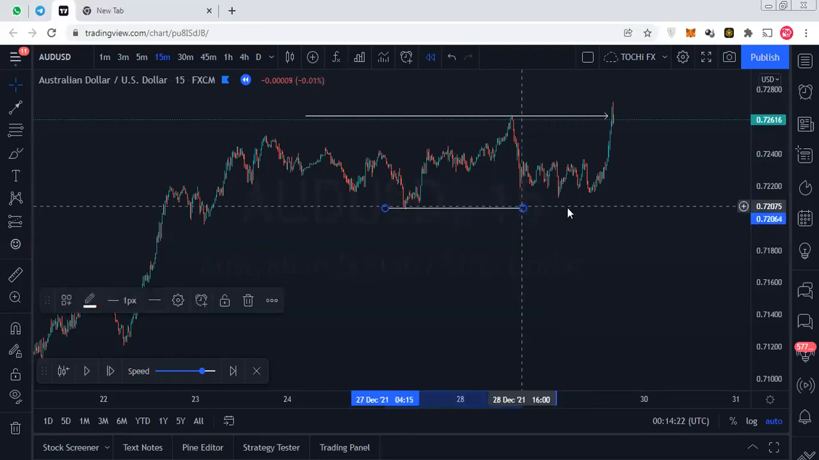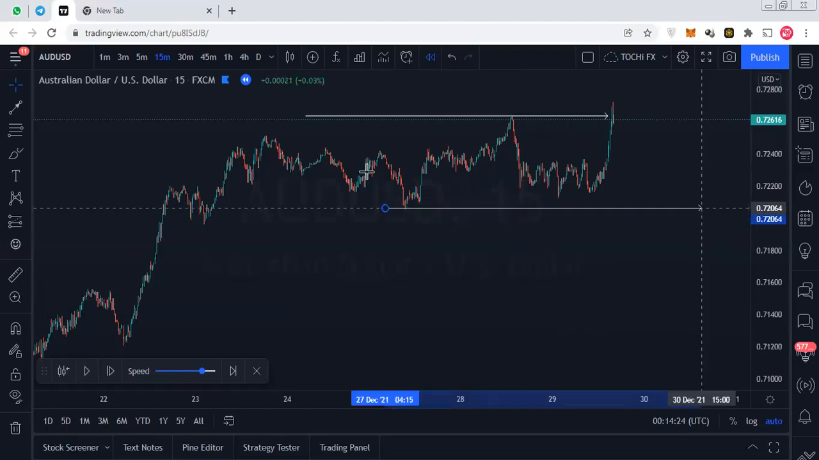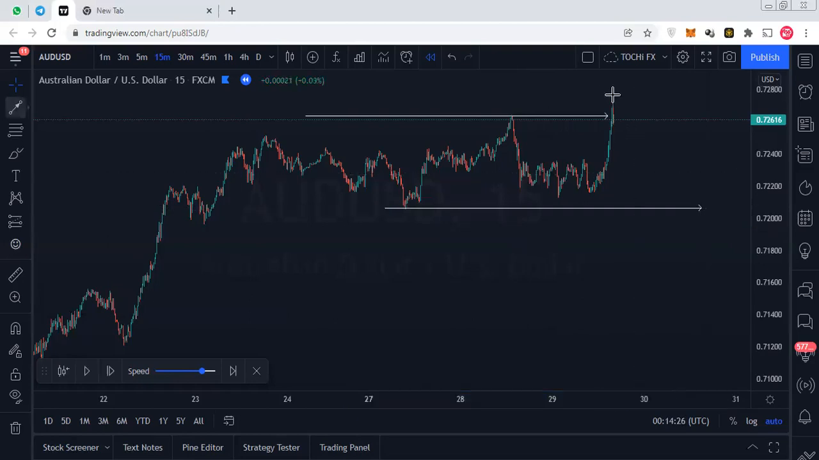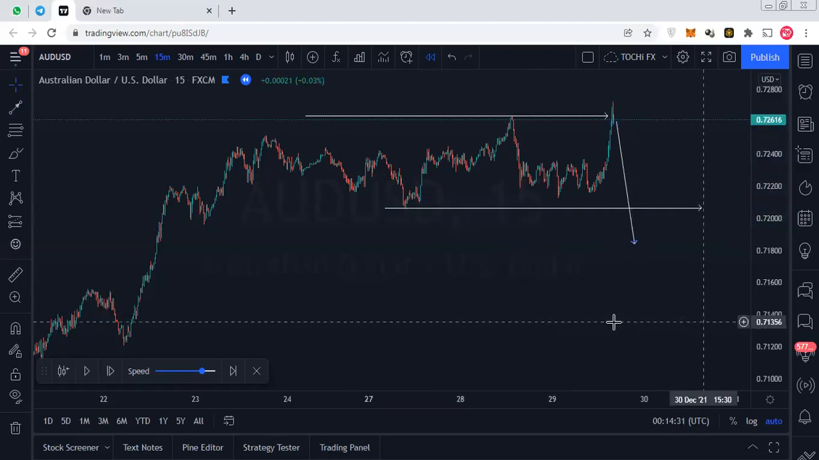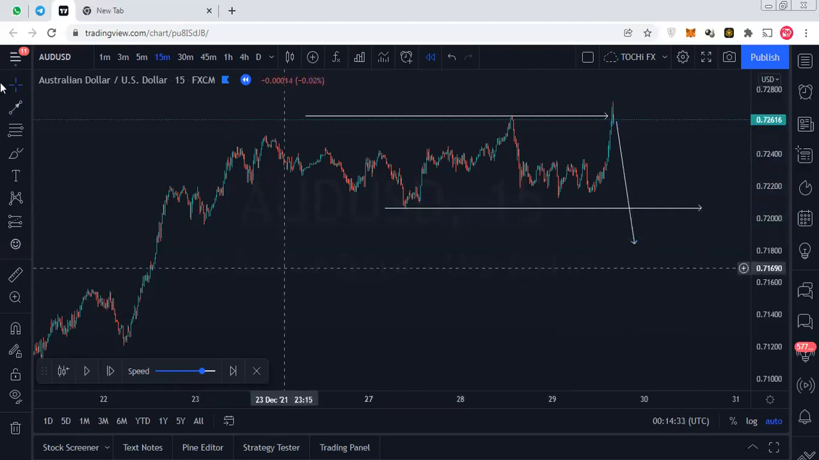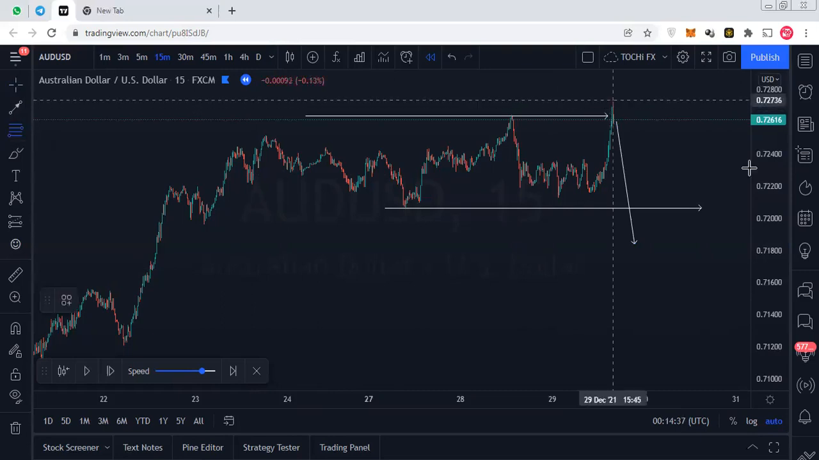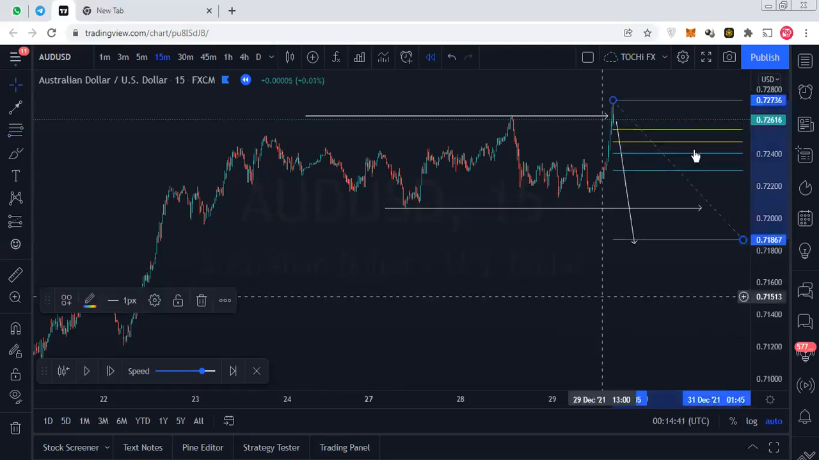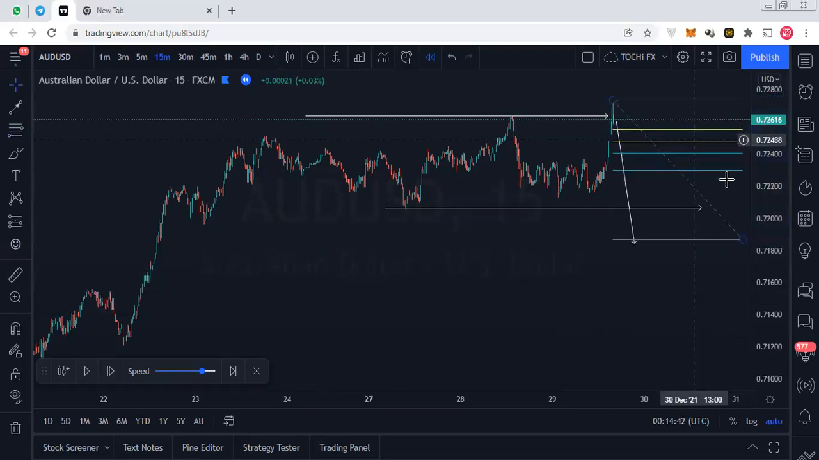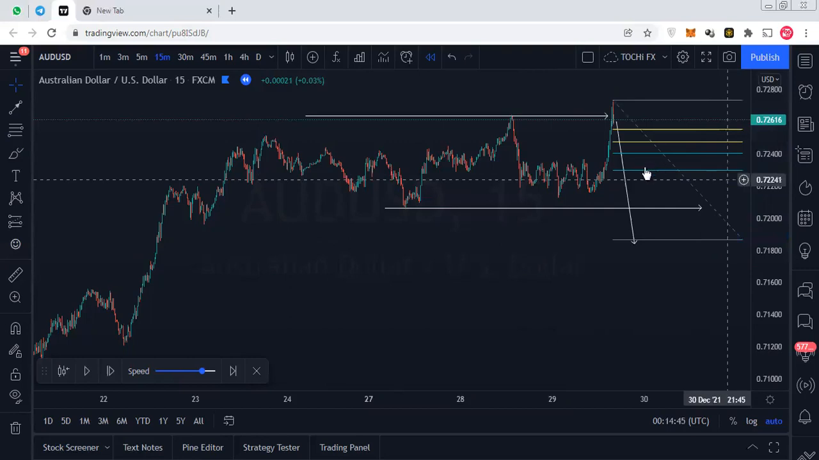Just showing you how I like to get my trade. Once this low is taken out, after the high has been taken out, then I will have a measurement from this high to this low. Then I will hit a sell from here. It's as simple as that.